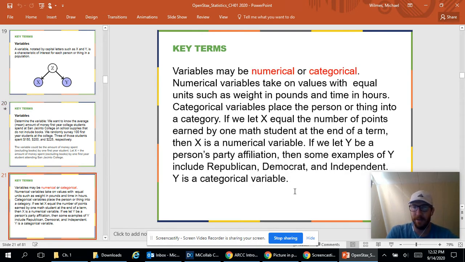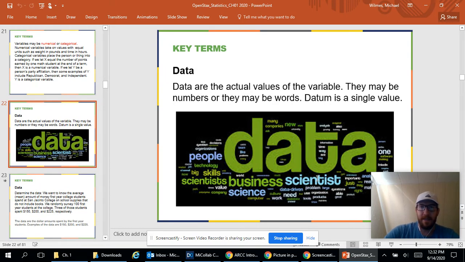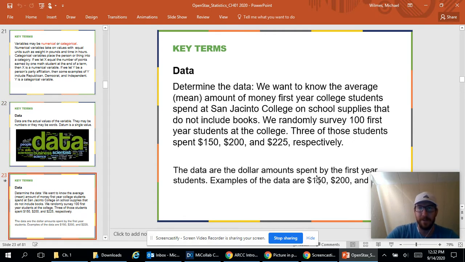And these could be numerical or categorical, which would represent an explanation maybe, or words, not numeric. It's just the opposite of what numbers would be. So Republican, Democrat, Independent, something like that too. And data are just the actual values of the variable. Data, fun fact, is a single value. So down here, the data would be just the physical numbers, 150, 200, and 225.